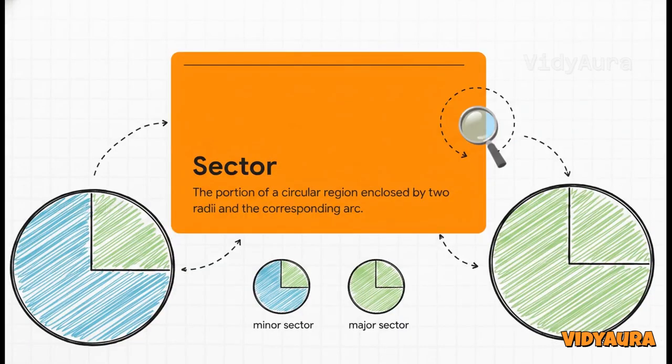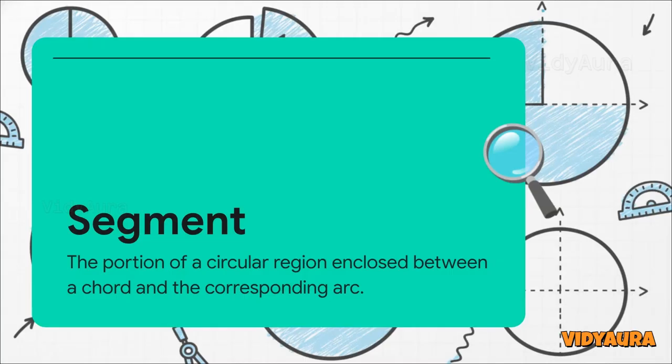So to put that in proper math language, the formal definition is a sector is the portion of a circular region that's enclosed by two radii and the arc that connects them. The smaller slice is called the minor sector. And you guessed it, the huge remaining part of the circle is the major sector. And for a segment, the official definition is the part of the circle that's enclosed between a chord and its arc. And just like before, the smaller piece is the minor segment and the bigger piece is the major segment.